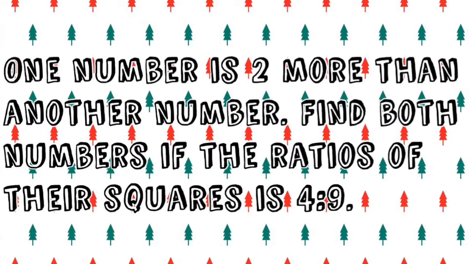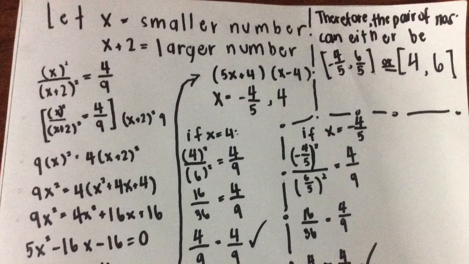One number is 2 more than another number. Find both numbers if the ratio of their squares is 4 to 9. Firstly, we have to represent x in this equation. Now let x be the smaller number and let x plus 2 be the larger number, as it is said that the larger number is 2 more than the smaller number.